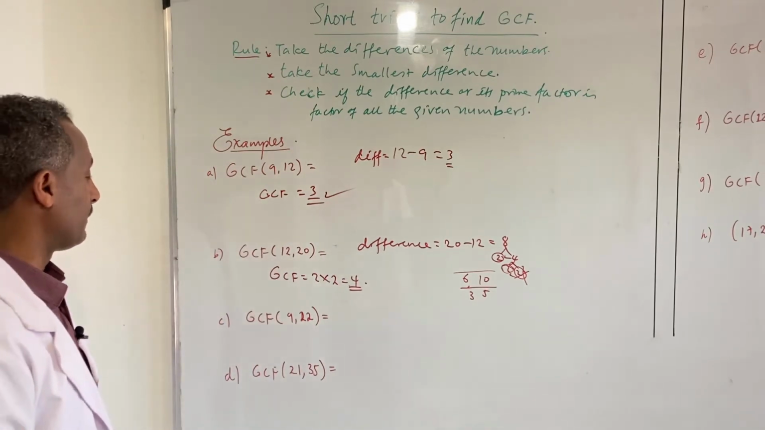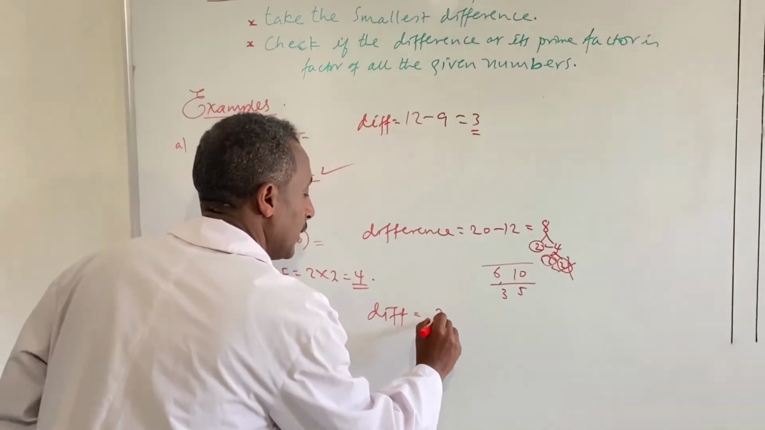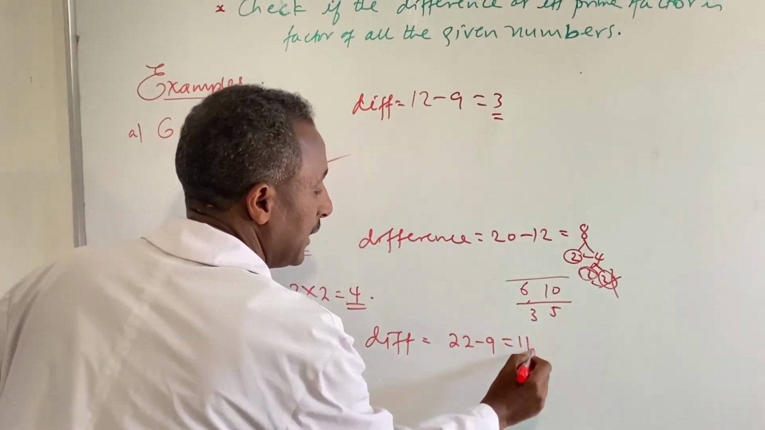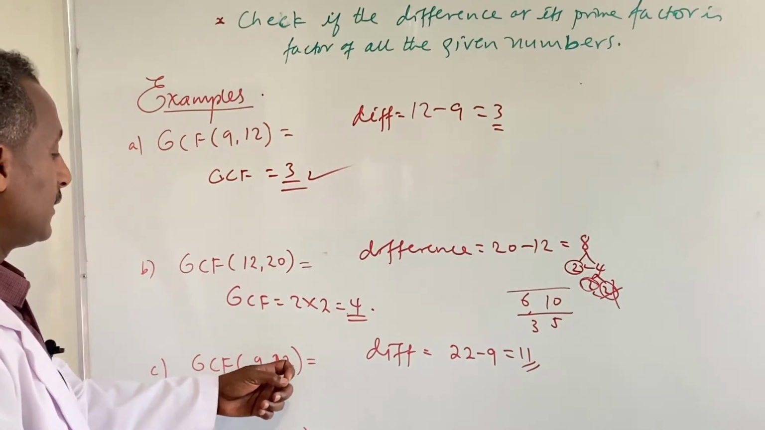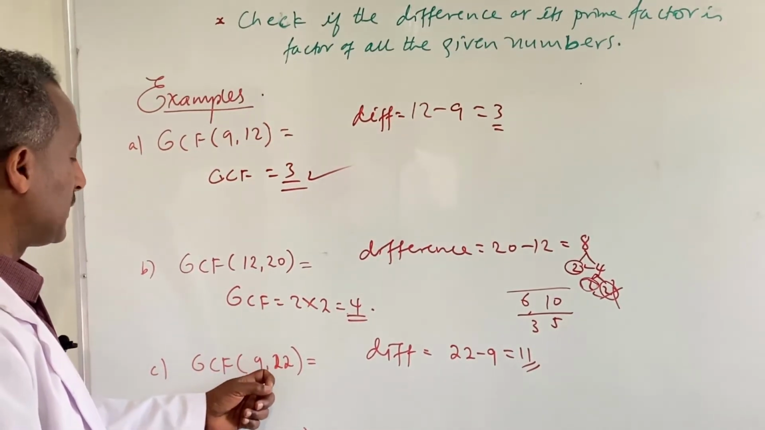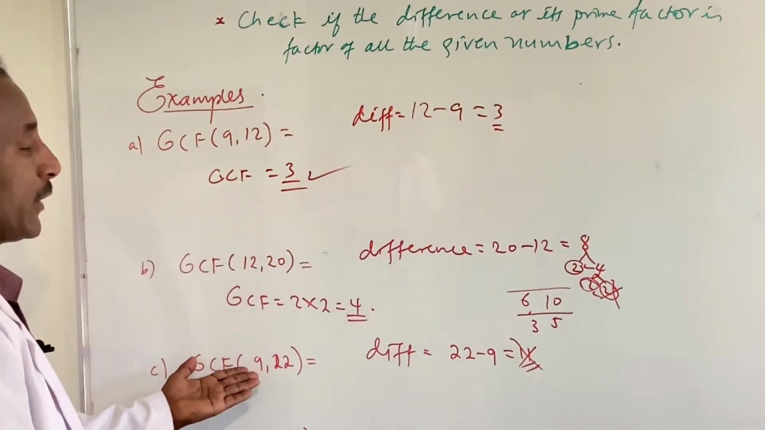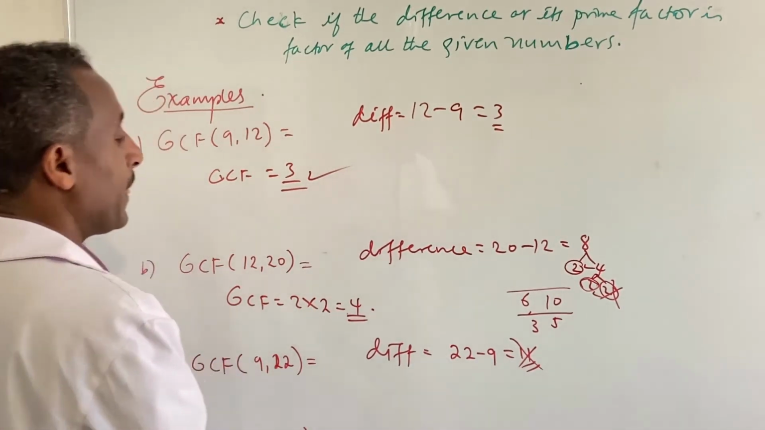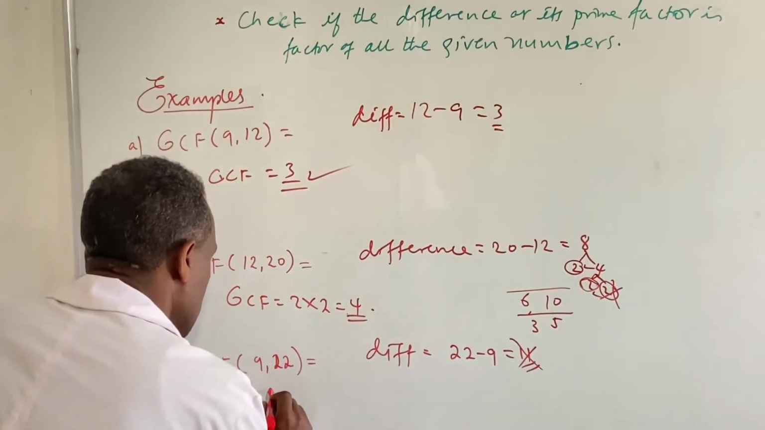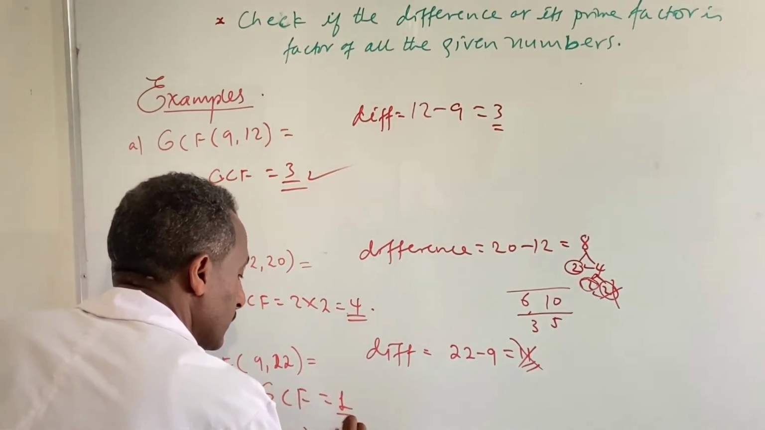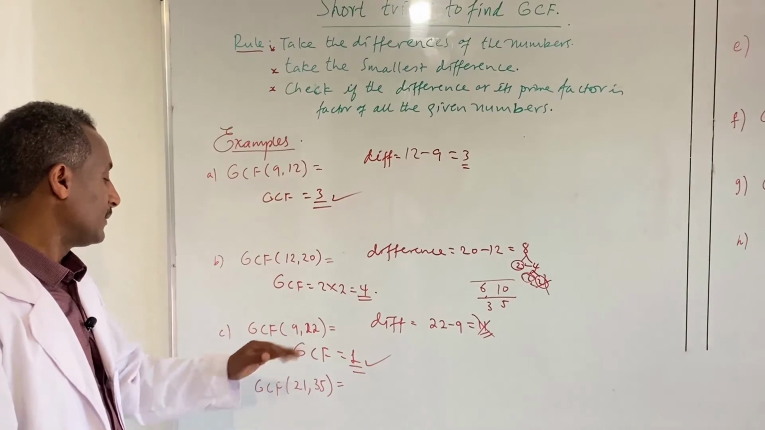Let us see the third one: 9 and 22. The difference is 22 minus 9, which is 11. 11 is a prime number. And 11 does not divide 9, but it divides 22. So this will be eliminated because it does not divide at least one of them. So we have no factor that divides both, which means GCF is 1. Which means the two numbers are relatively prime to each other.